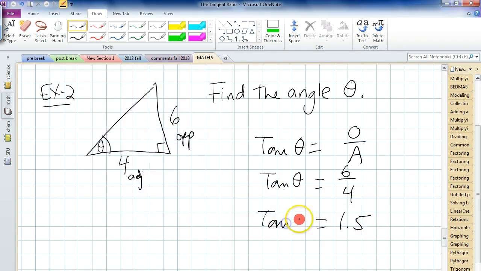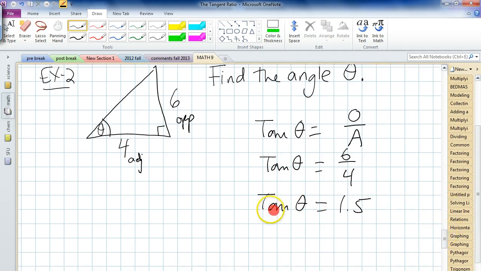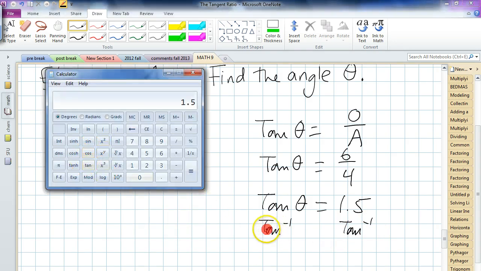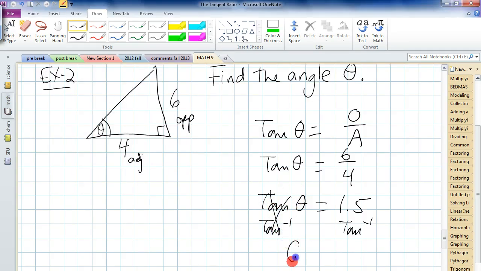We need to find what that unknown angle, theta, is. But it's being bugged by tan. Like I just showed you in the last example, how do you get rid of tangent? You do the inverse tan, which is tan to the negative 1. Do the same to the other side. I know it's the first time you're seeing this. But tan to the negative 1 is what I call inverse tan, like an upside down tangent. So we inverse tan this side, which leaves us with just theta, because the tan and inverse tan cancel each other out.